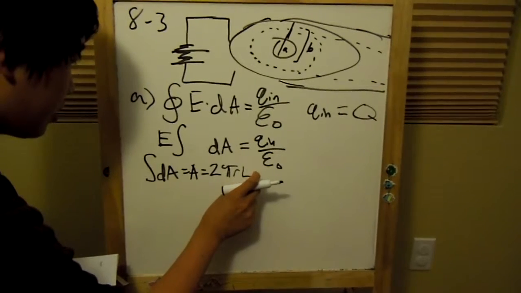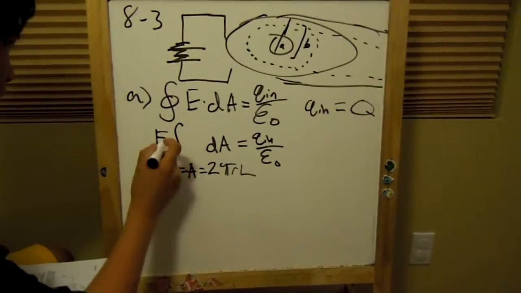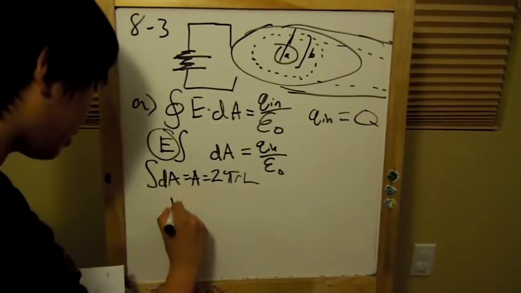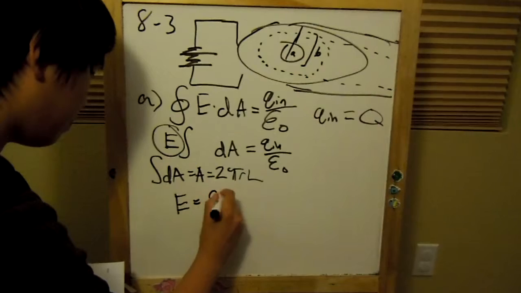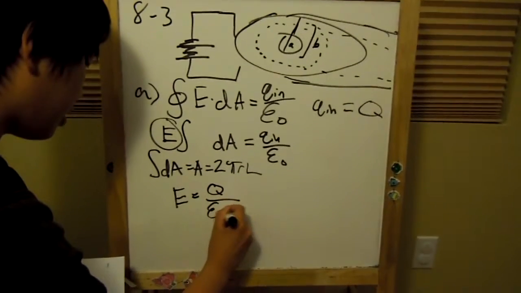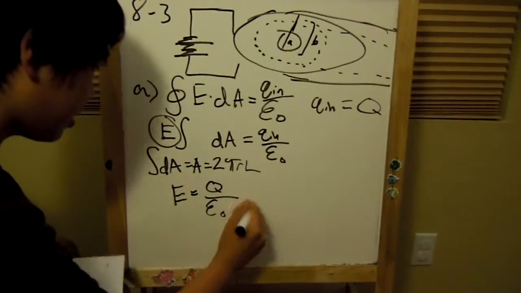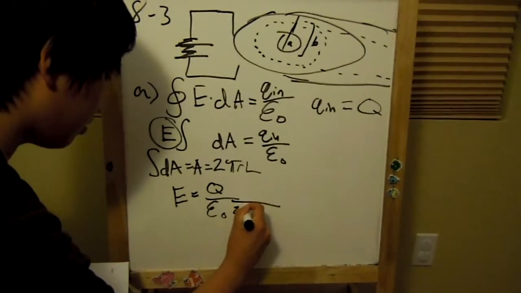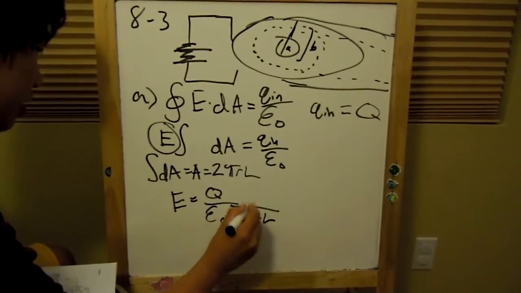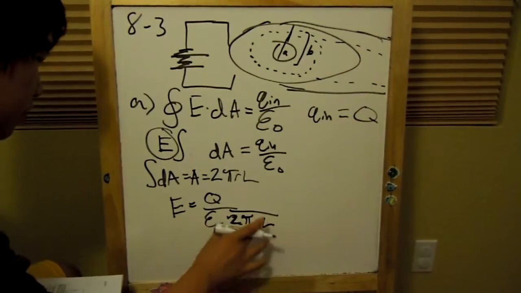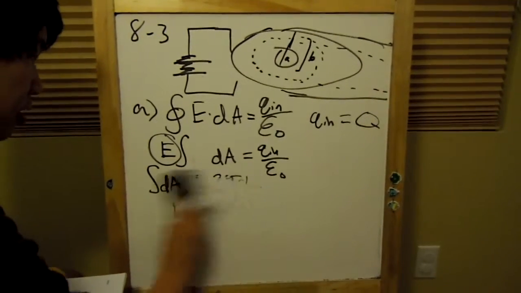These two are given to us in the problem. So putting all this together, we're trying to solve for E, so E is equal to the Q enclosed, Q, over epsilon naught, over this dA coming down here, 2 pi r L. And that is the electric field at r. Okay.